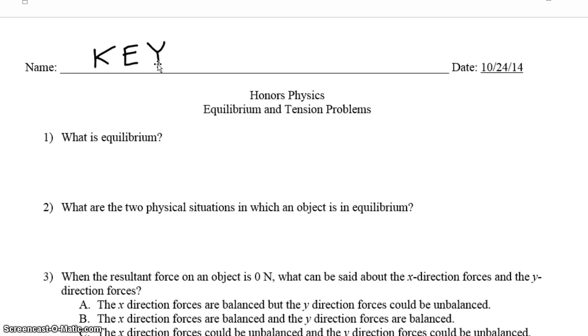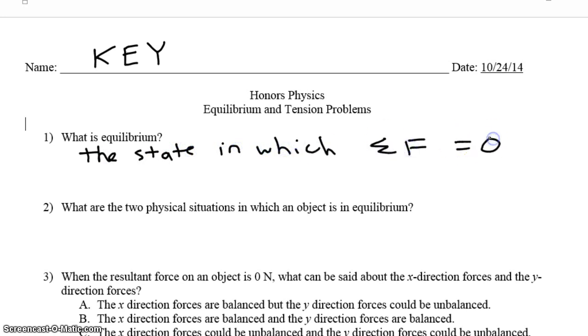Watch in HD. What is equilibrium? Equilibrium is the state in which the sum of the forces is 0 newtons. That is it. Number 2, what are the two physical situations in which an object is in equilibrium?